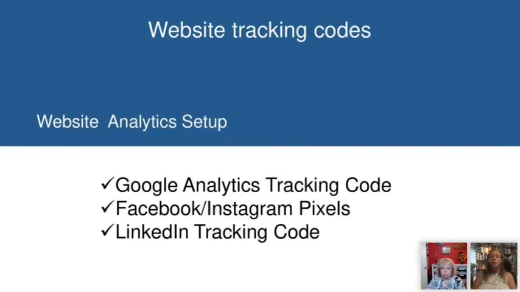All right, so we're going to go through different website tracking codes. First, we're going to go through Google Analytics tracking code, which overall is going to give you probably the most data in regards to visitors and what they're doing on your site. You can also use the Facebook and Instagram pixels. That will also give you analytics, but can also be tied to conversions and things like that to give you more information on how people are using your site that are coming from those social platforms. And the same thing with LinkedIn tracking code.